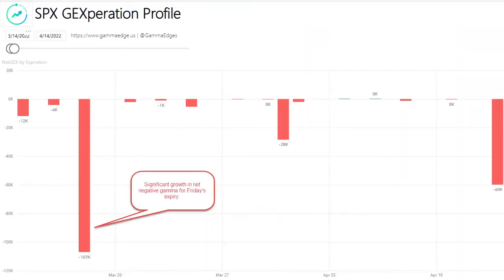When we look at the expiration, we have seen a significant growth in the net negative gamma. This could become fuel after the expiry or into the expiry. We'll have to wait and see, but you can see pretty much a nothing muffin between today's expiry and Wednesday's expiry relative to everything that's coming off with both the AM and the PM on Friday.